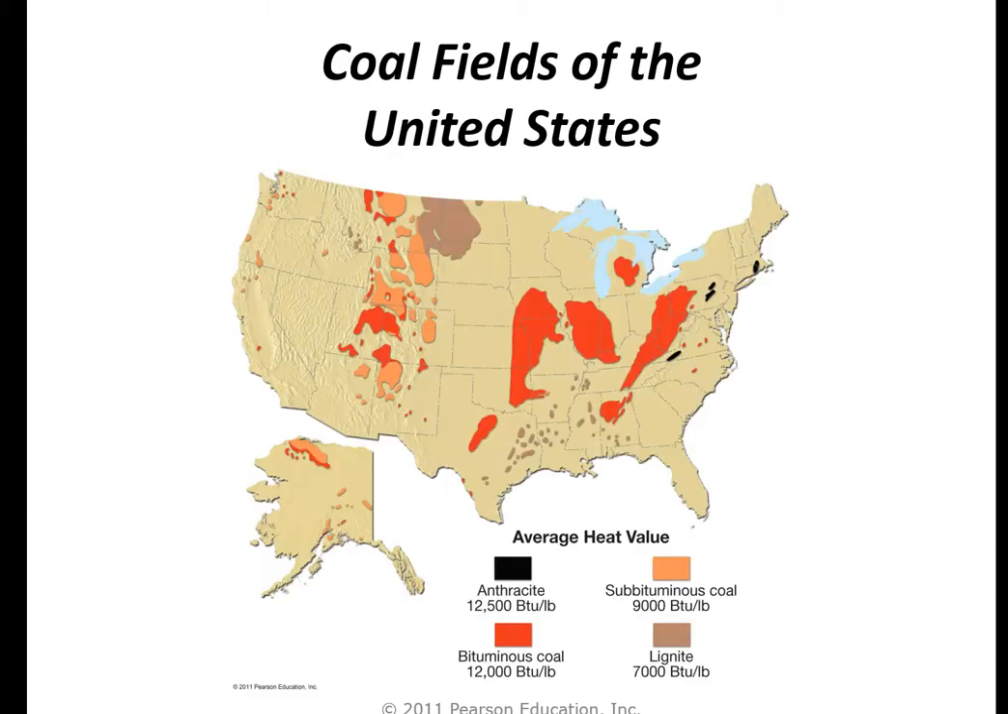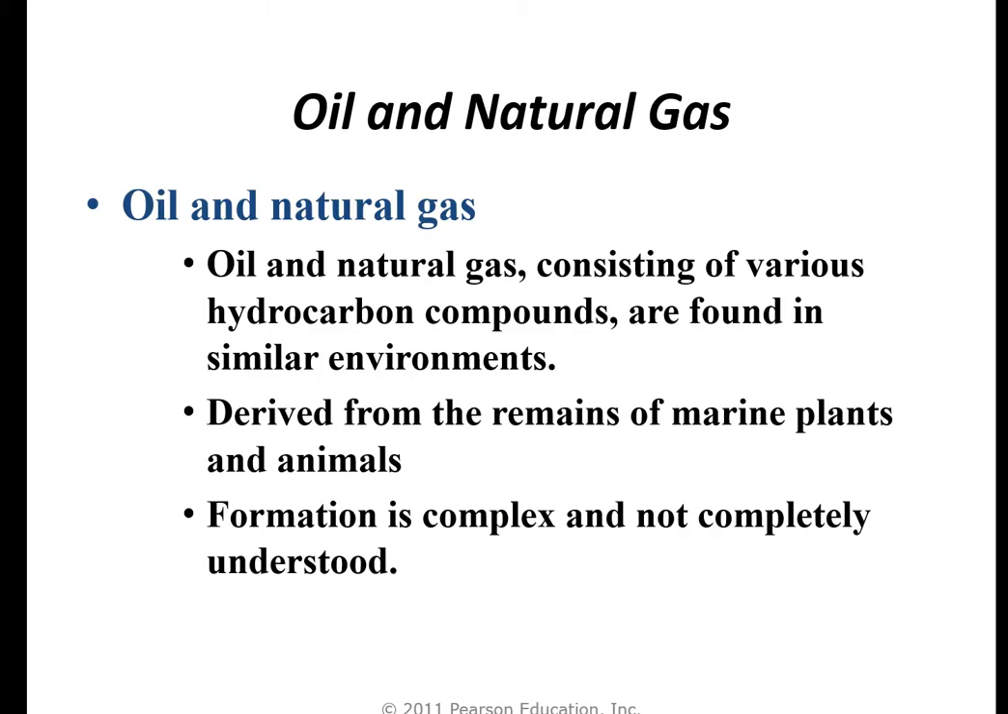So here are various coal fields in the United States where we tend to find coal. A lot of it is here in the Midwest and along the Appalachians. Oil and natural gas, consisting of various hydrocarbon compounds, are found in similar environments. These are derived from the remains of marine plants and animals from millions of years ago, and the formation is complex and not completely understood yet.